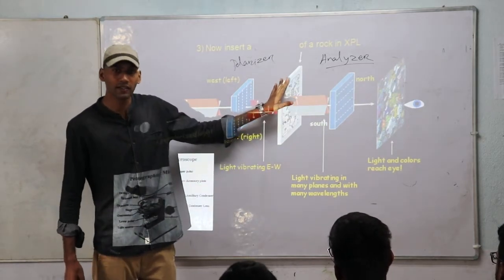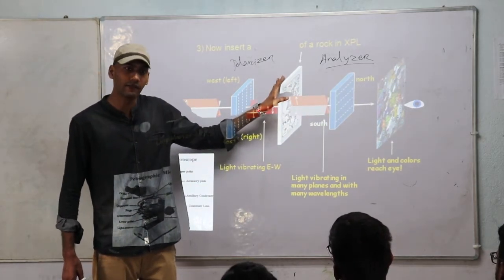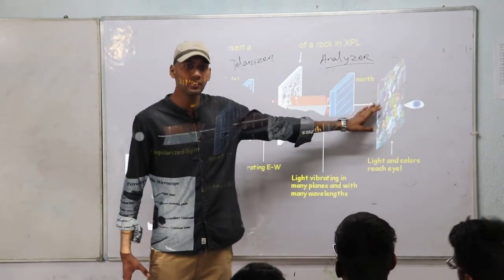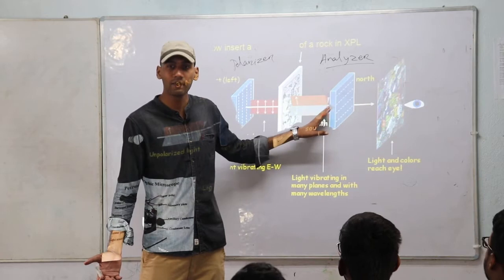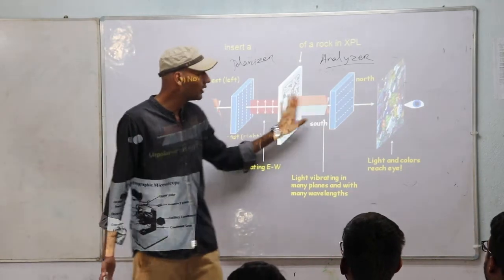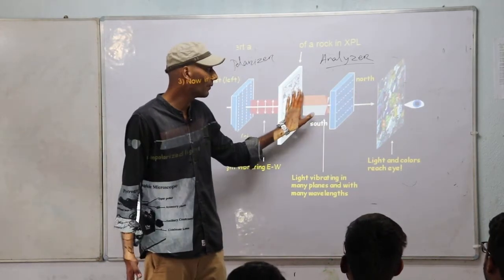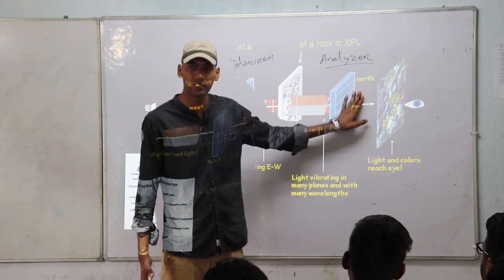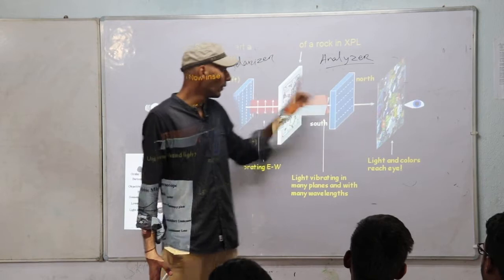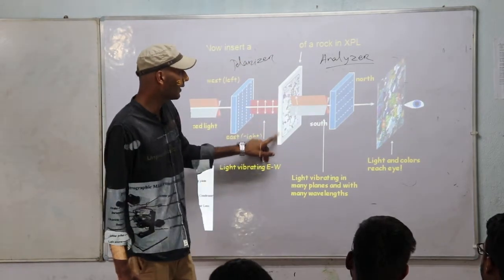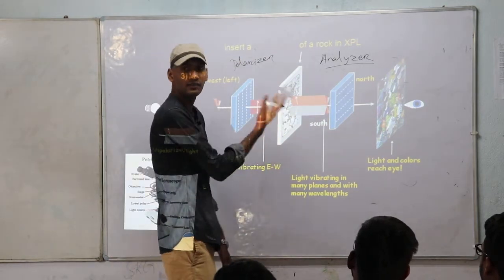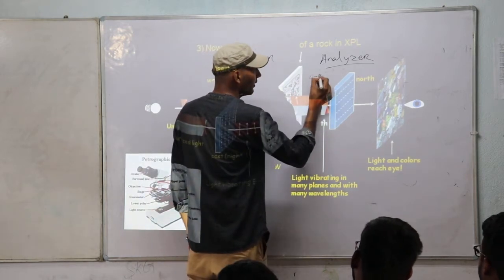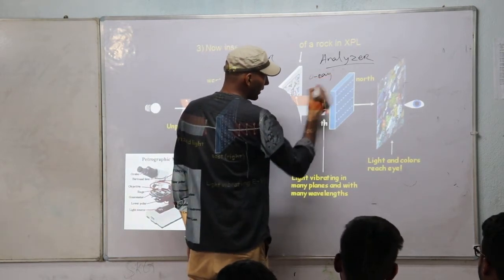So the mineral should be anisotropic. If it is isotropic, then what happens? The same thing will pass through it, because there is no change in properties in every direction. So the same ray will come out of the isotropic mineral, and again it will not pass through the analyzer, and there will be darkness. Whenever there is an anisotropic mineral, what happens? That ray undergoes double refraction, it will split up into two rays, one ordinary and one extraordinary.